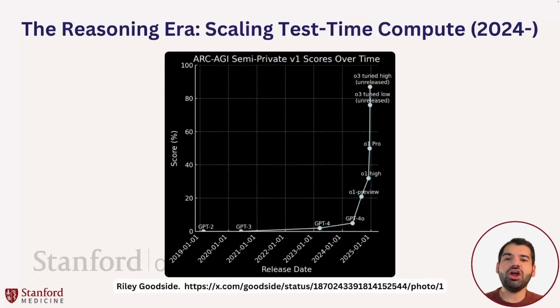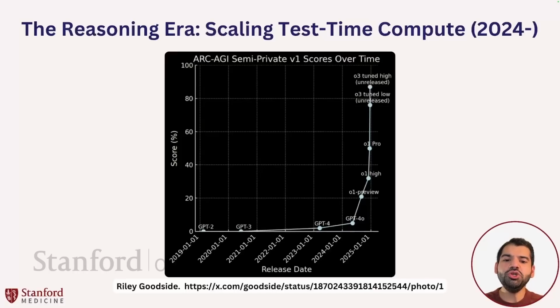For instance, GPT-O3 tuned high surpasses the estimated human-level performance threshold of 89% on this graph over here. These results have sparked questions about whether we're entering the era of artificial general intelligence, where models have the flexibility and reasoning ability to perform any intellectual task that a human can. While the consensus is that we're not quite there yet, the debate is still gaining traction.